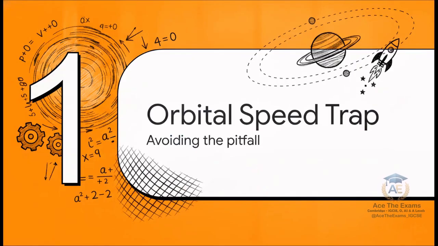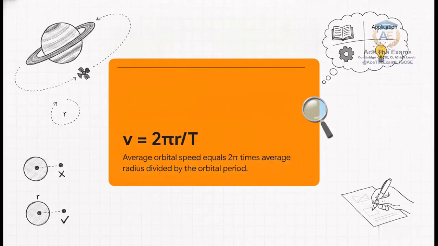Let's start with Section 1, the orbital speed trap. We really need to lay down the foundational physics elements before we can start building up to those advanced, high-scoring exam techniques. Here it is, the core principle that absolutely everything rests on. The formula. v equals 2πr over T, where v is the average orbital speed, r is the average radius of the orbit, and T is the orbital period.